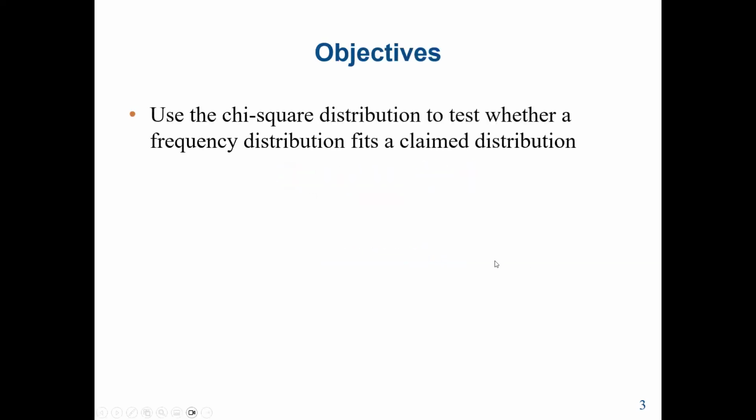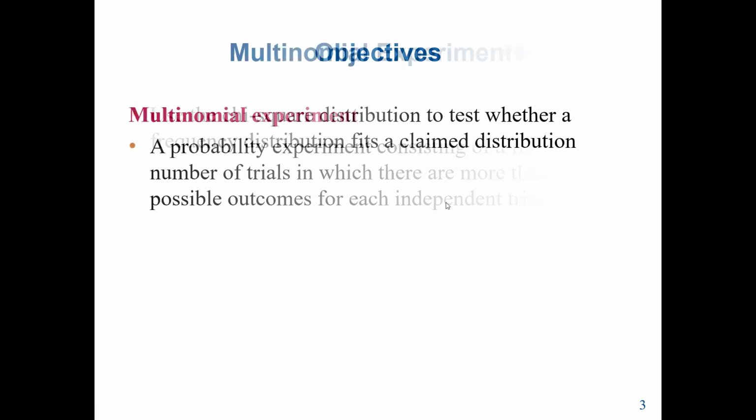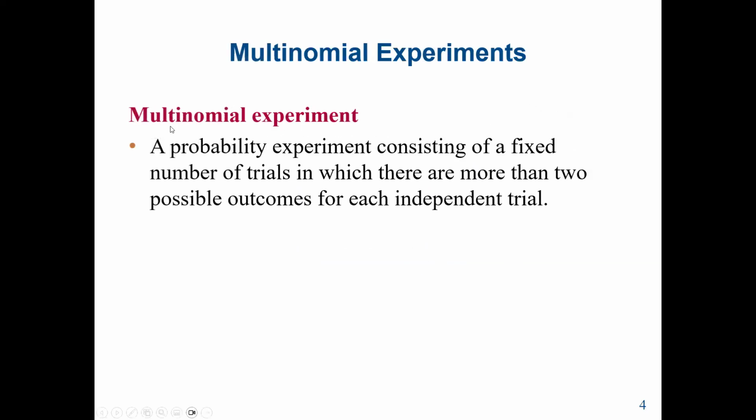Now, using the chi-square goodness of fit test, we can test whether a goodness of fit is good enough to conclude that the population follows the distribution. So again, our main objective is to use the chi-square distribution to test whether a frequency distribution fits a claimed distribution. First, we shall go through the term multinomial experiment.